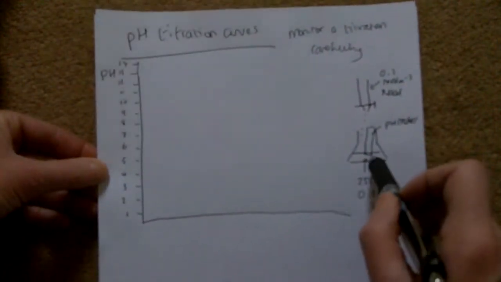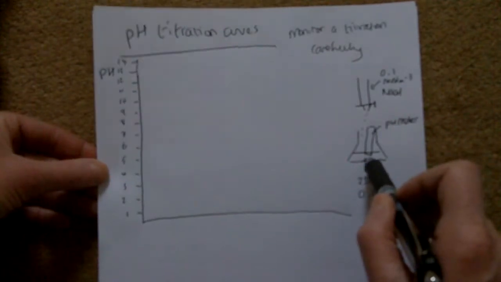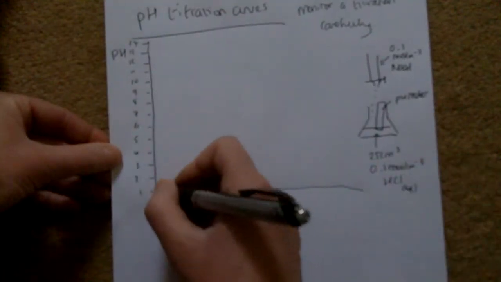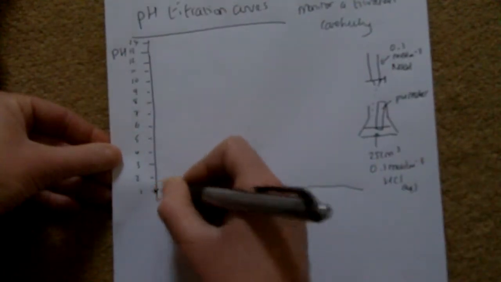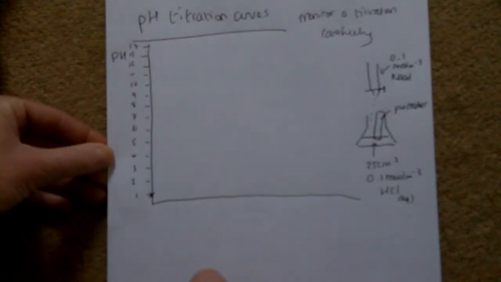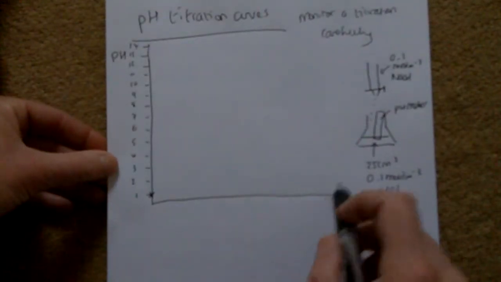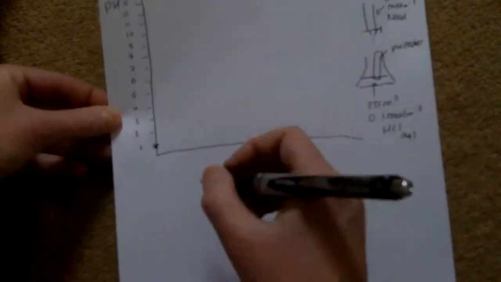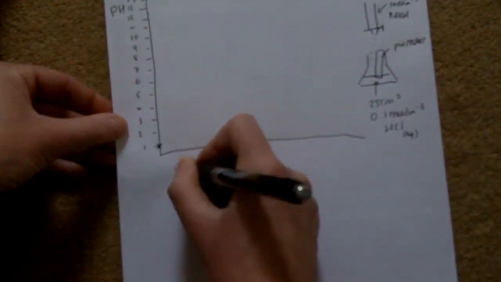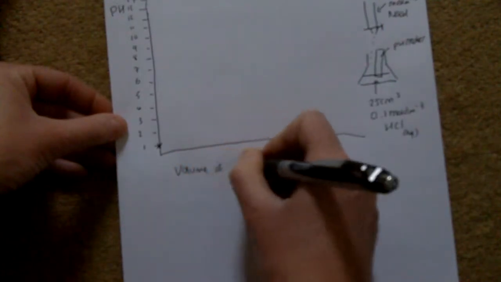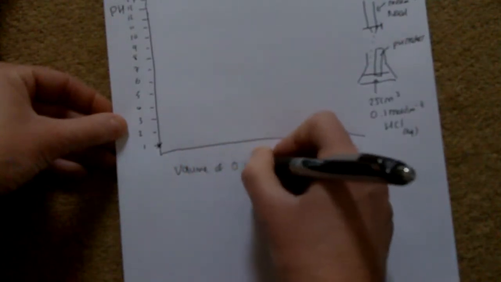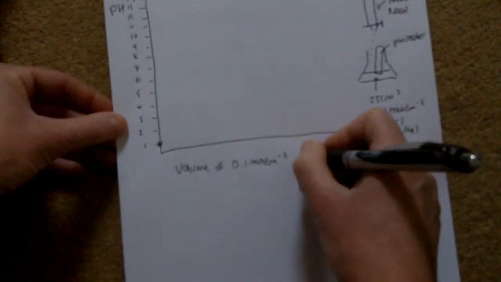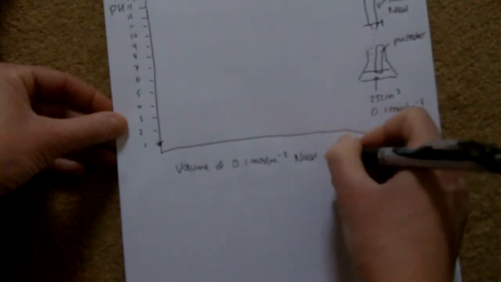If the pH meter is in there originally, at the start it's hydrochloric acid, so it'll be about pH 1 or pH 2, something like that. The bottom axis is because as the titration happens, we're going to add sodium hydroxide. So this bottom axis is the volume of the 0.1 mol/dm³ sodium hydroxide added.